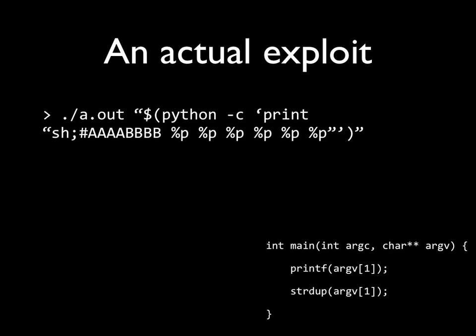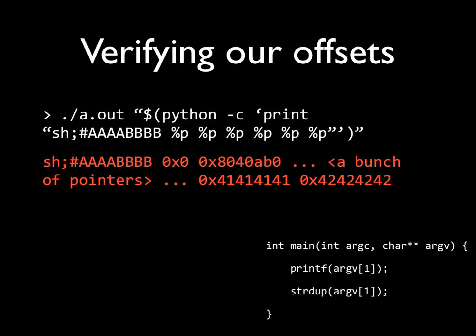Now remember, this thing will be somewhere on the stack because it'll be an argument to main. And so if we search far enough on the stack, we'll see this AAAA BBBB. And so that's what the string of %p's is. It's searching for our pointers. And when we run it, we see it output the sh semicolon AAAA BBBB, like we expect, and then it'll output all of the pointers in the world, and eventually it'll output 41414242. And so we'll know that we've selected our pointers. Those are the correct offsets.